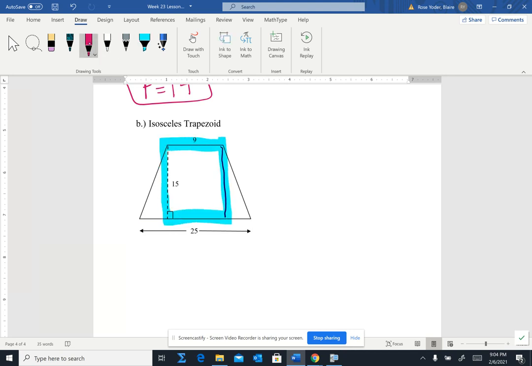And rectangles have opposite sides that are congruent, so I can just steal this 9 and bring it down. The whole base is 25, so I'm going to go 25 minus 9, that's 16. So there's 16 left over for these 2 little segments over here. Since there's 2 congruent segments left over because it's isosceles, I'm going to divide by 2, and it's 8 and 8.